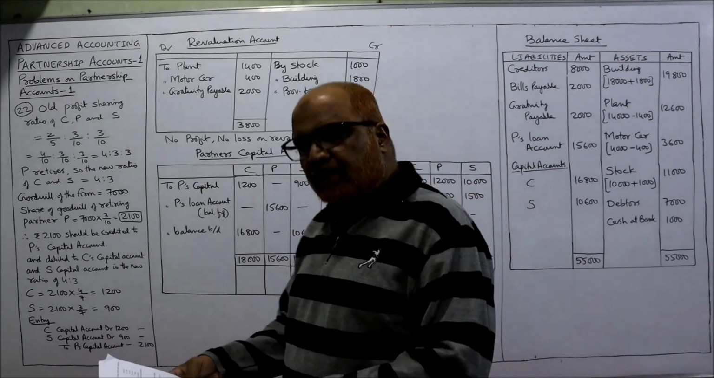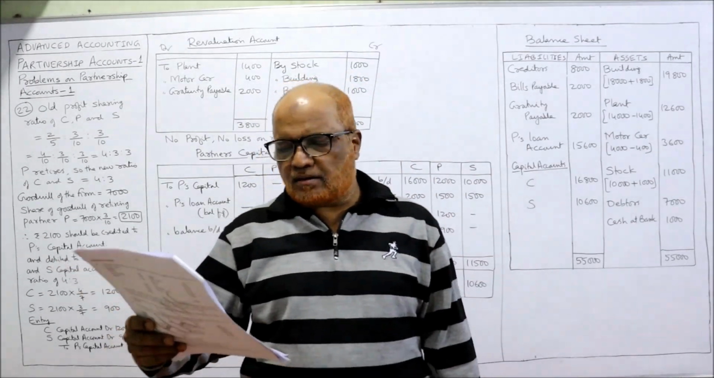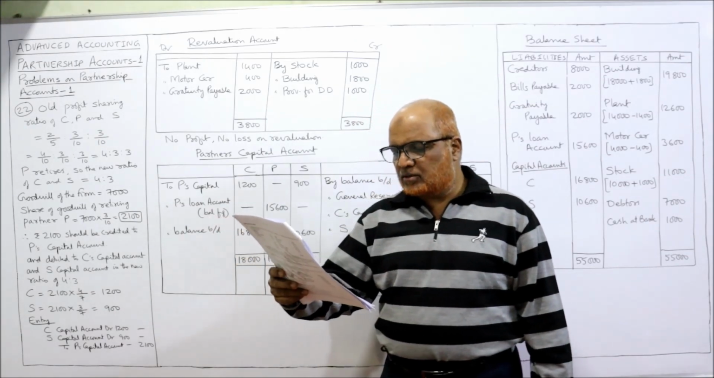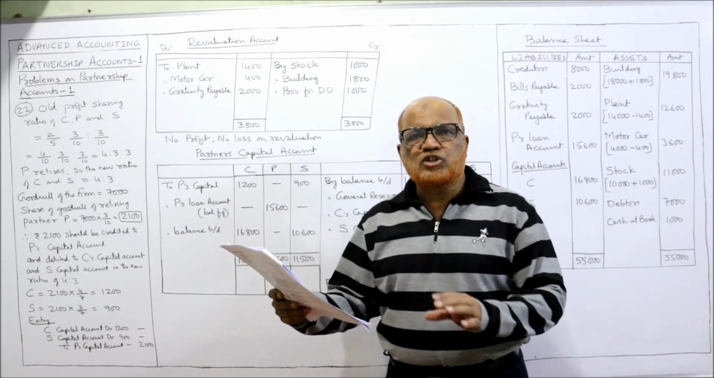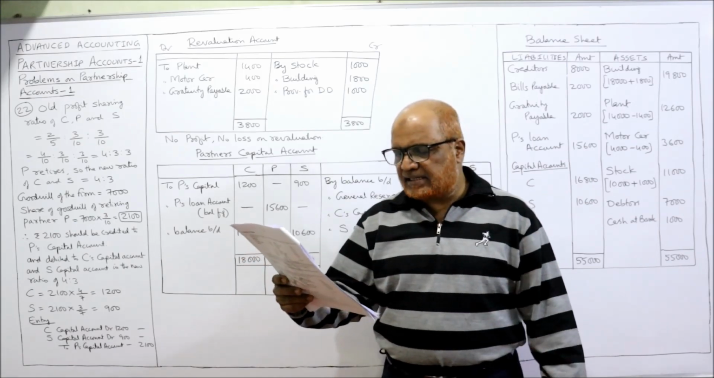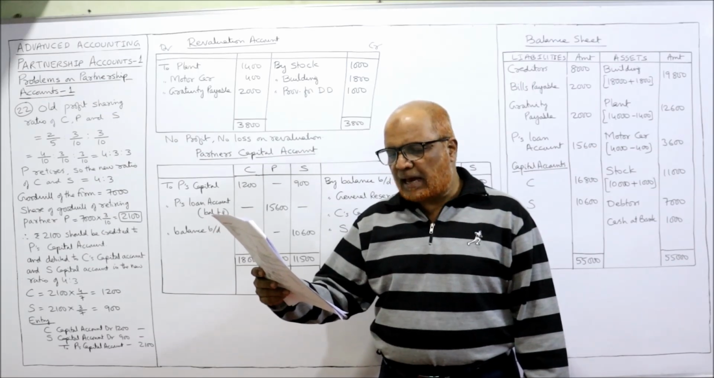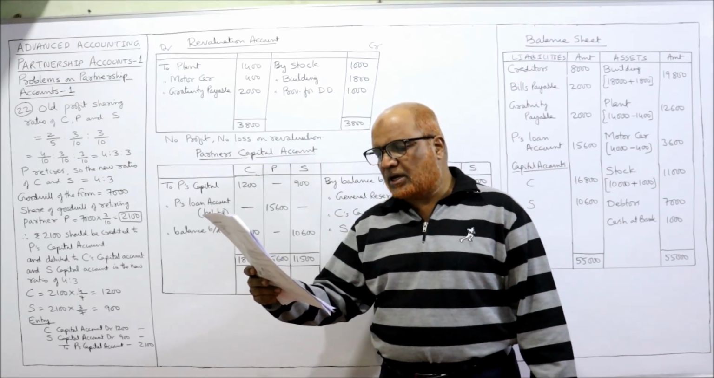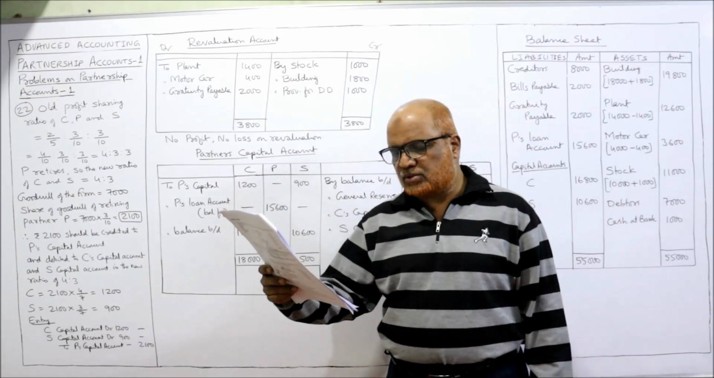Now, see the 22nd problem. C, P and S are partners sharing profits 2 by 5, 3 by 10, 3 by 10 respectively. This is the profit sharing ratio among three partners C, P, S. Their balance sheet as of 31st December was as follows. Liability side: capital of C, P, S 16,000, 12,000, 10,000. Apart from that, reserves are there, 5,000.